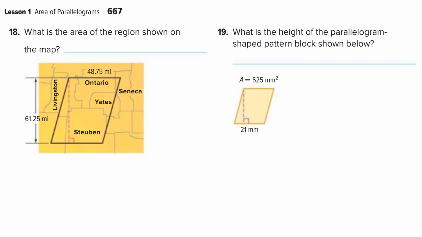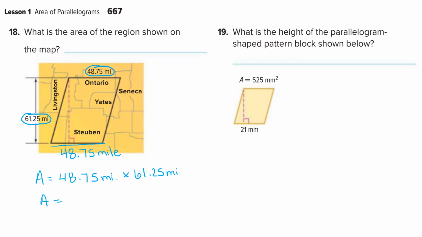Question 18. What is the area of the region shown on the map? All right, so we have to figure out the base, and the base is usually the bottom, and I have to actually look at the top here. So the base is 48 and 75 hundredths of a mile, and the height is 61 and 1/4 mile. So the area is going to equal 48.75 miles times 61.25 miles. We're going to multiply those numbers in our calculator.